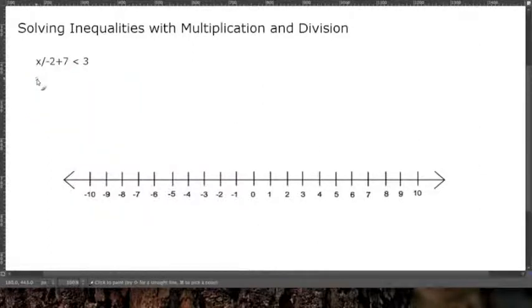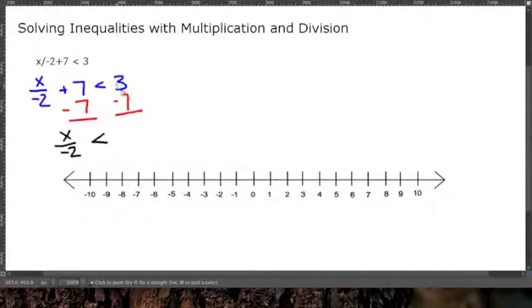In this last example, we have x divided by negative 2 plus 7 is less than 3. We're going to start by moving the 7 to the other side. So we're going to subtract 7 from both sides. That's going to leave us with x divided by negative 2 is less than 3 minus 7 would be negative 4.